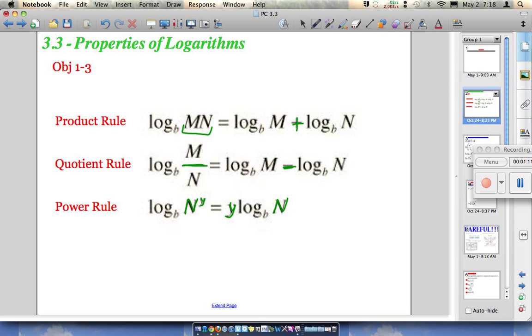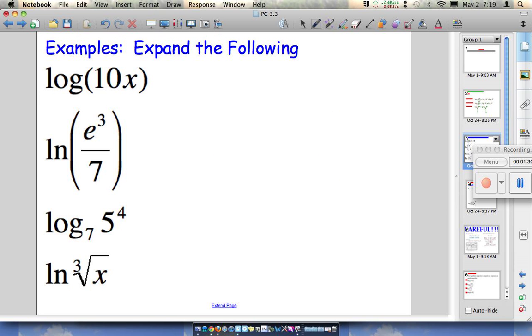Now notice one key thing, that b is always the base for the beginning and the end values. So the base stays constant when we're working with these properties. So you have to have the same base when you're doing these properties. Okay, so let's take a look at some examples with these properties.